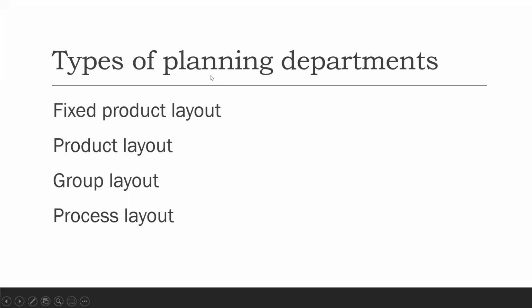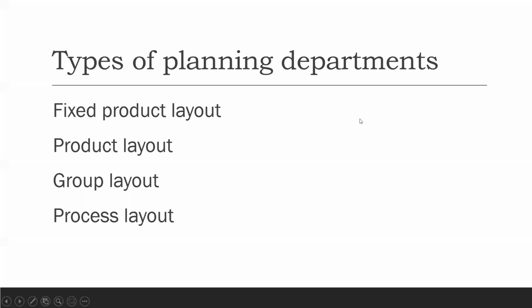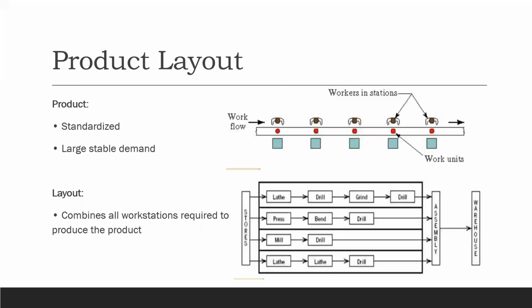Okay. So, but part of that, before you use any of the two types of layout design, you have to really understand ano bang klaseng production ang ginagawa natin. Okay? Maybe fixed product layout. So ito nga po, pag product layout is standardized, mataas yung demand, stable yung demand. So tuloy-tuloy yung process. For example, ito. Napakita na natin to last time.